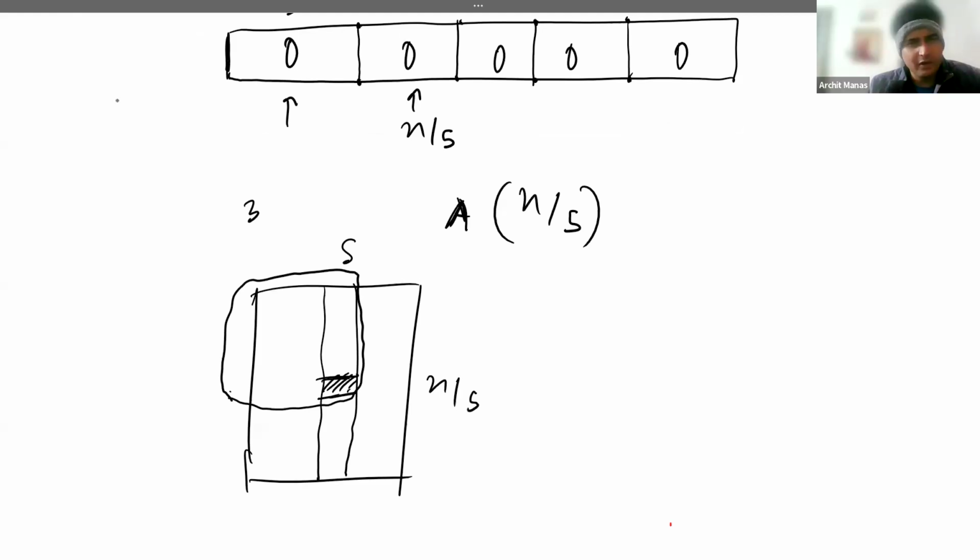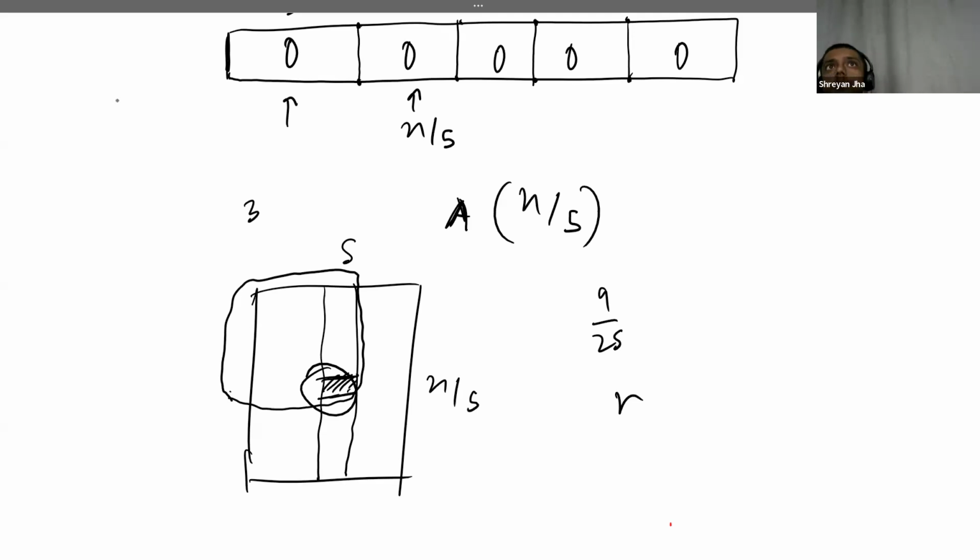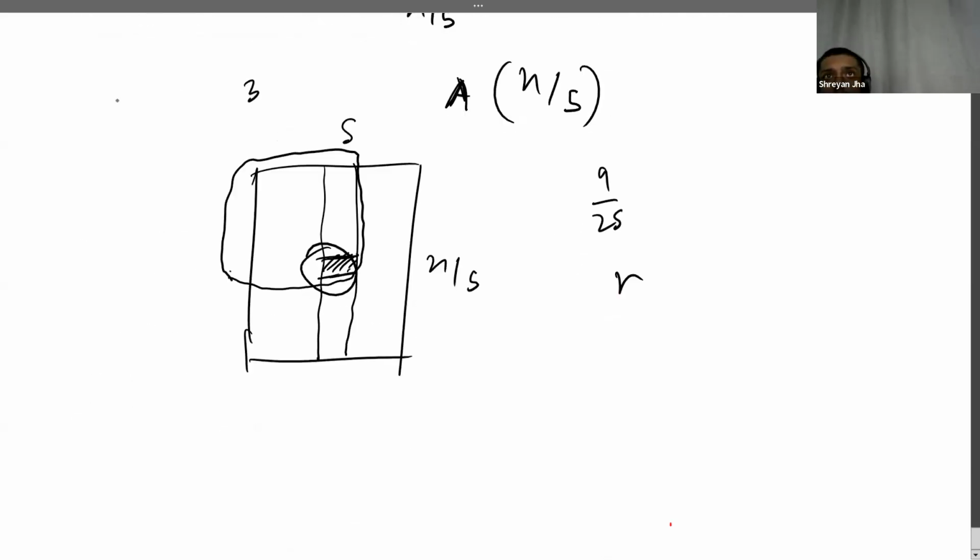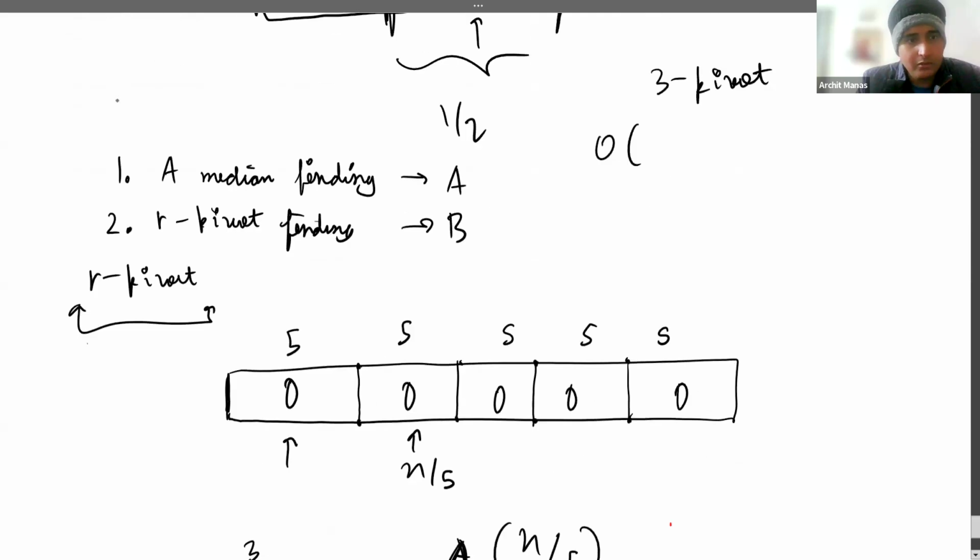But is it not n by 4? This is 3 by 5 and this is 3 by 5, so you have 9 by 25 of n. So you have some R, some 9 by 25 maybe. Something like this actually tells you that this thing for the entire thing is some R approximate. And so you have now figured out B.